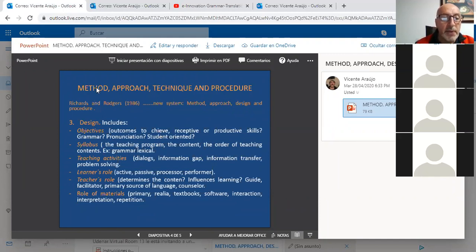So you have a method, you have the approach, the theory, you have the design. What does it include? You are going to be a teacher, so you should know the method, the approach, the design. And what is the design? The objectives, the goals. What is the goal? Receptive skills, just reading and listening, or productive skills, speaking and writing. What is the objective? What is the main goal? To learn grammar, to learn pronunciation?